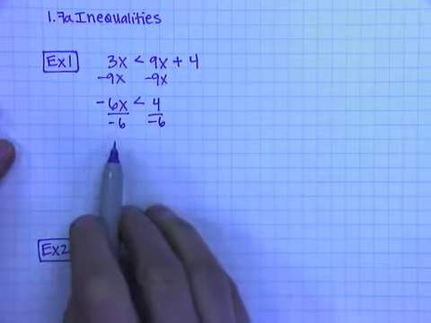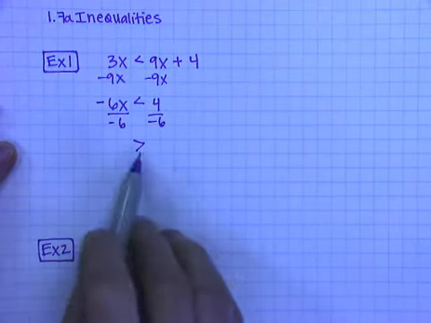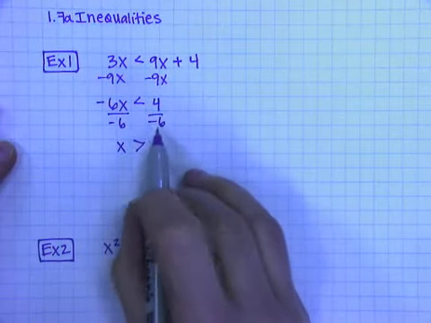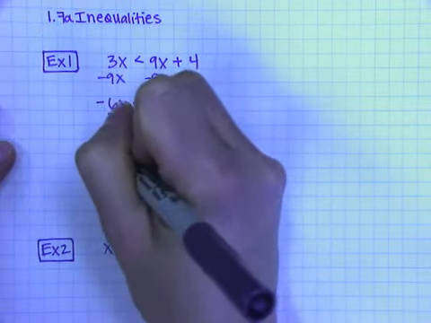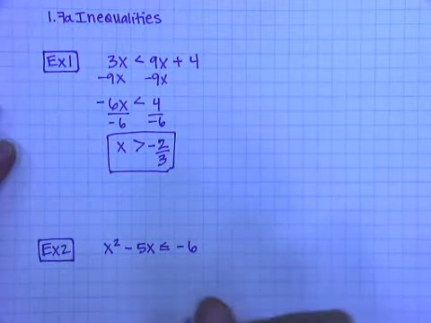Now, whenever you multiply or divide by a negative, you have to remember to switch the inequality from a less than to a greater than. And so we get x is greater than, let's see, negative 4 over 6, I can reduce to negative 2/3. And so my final answer would be x is greater than negative 2/3.